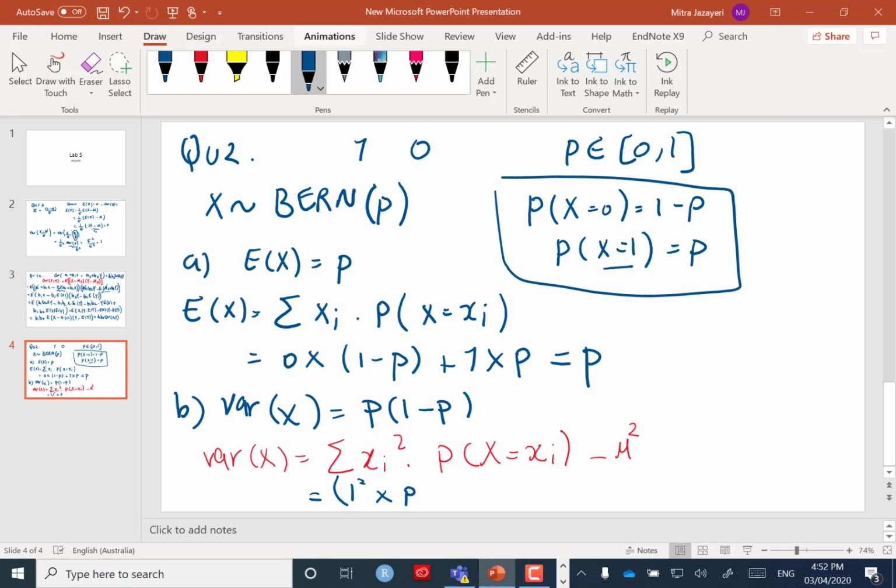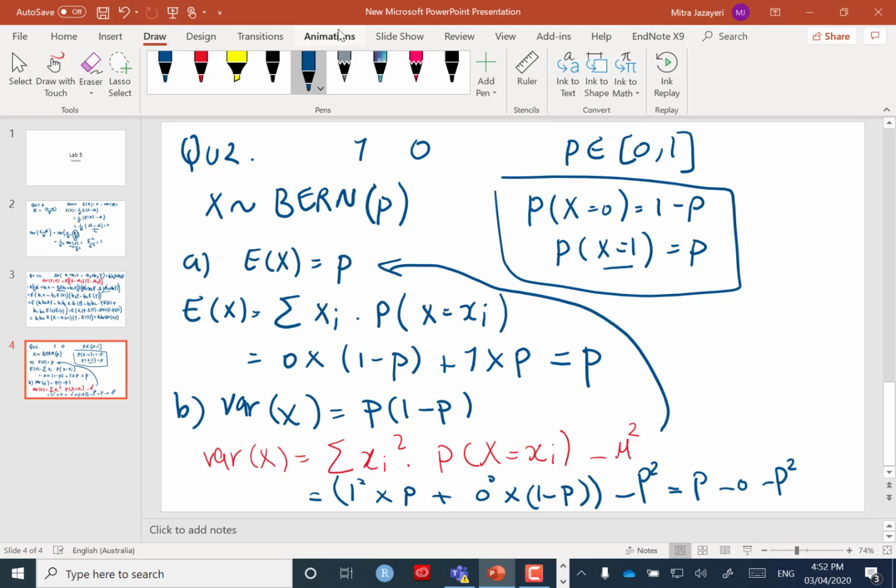And that one minus, we knew that the expectation, it means mu squared, expectation of X is equal to P, yeah? So it becomes P squared. So that is equal to 1 times P, which is P, minus 0, minus P squared. That is equal to P times 1 minus P. That would be the variance because it's P minus P squared. All right.